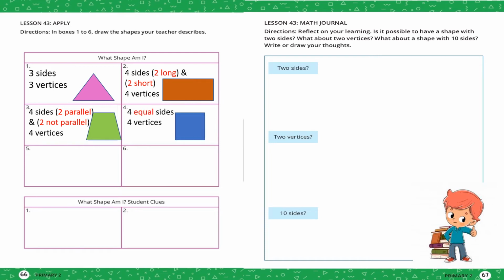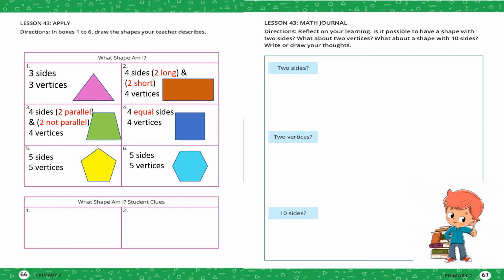In number 4, we will draw a square, with 4 equal sides and 4 vertices. In number 5, we will draw a pentagon. Pentagon, 5 sides and 5 vertices. In number 6, we will draw a hexagon, 6 sides and 6 vertices. In the next table, we will draw any shapes you want. So it's for you. You can draw any shapes you want to draw.